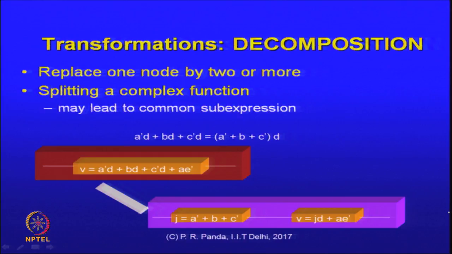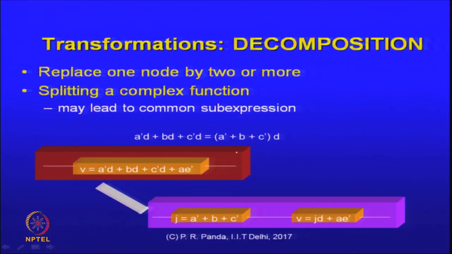Okay, let's move on to the next transformation. We will try to put these together in one small algorithm later on, but we are just looking at these transformations independently. Decomposition refers to replacing a node by two or more nodes. If I have a complex expression, I can try to realize it in terms of simple expressions. This is the other way around. This also may make sense in certain contexts.